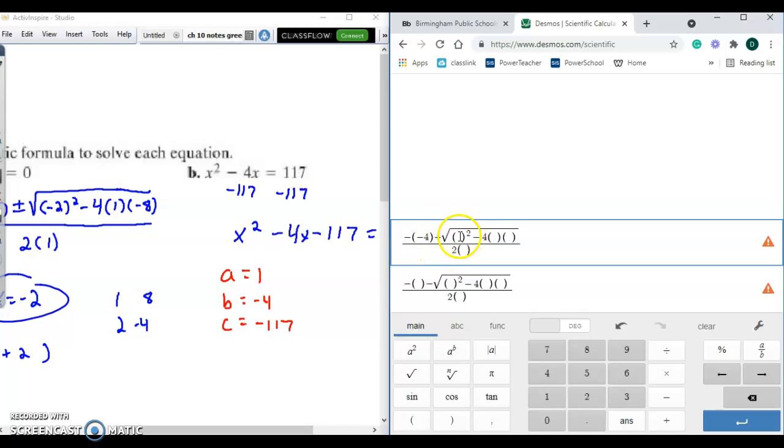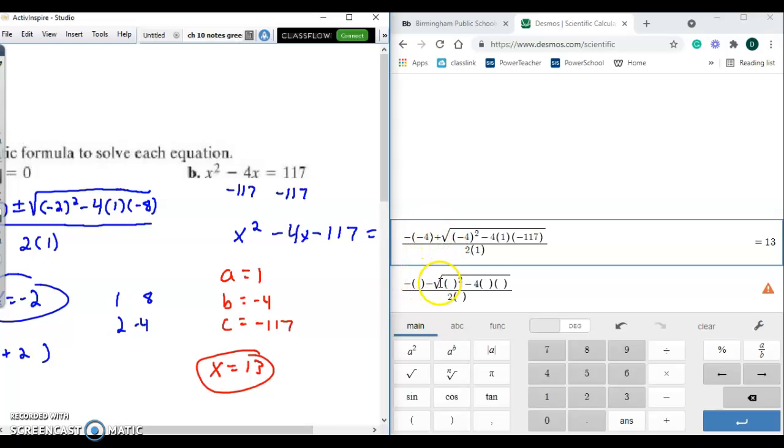Plus or minus, this one's plus. Square root of b squared, so negative 4 again. Minus 4 times a, which is 1, times c, which is negative 117, divided by 2a, and we get 13 for one of our x's. So x equals 13. That's one of my solutions.